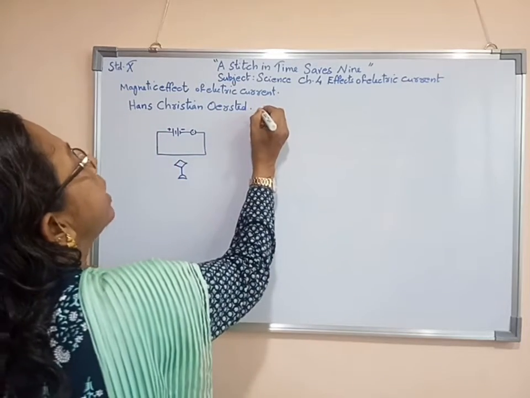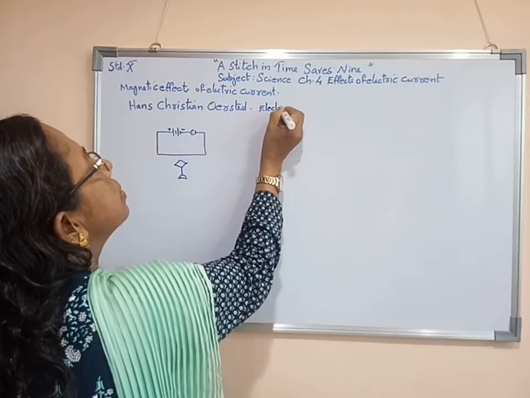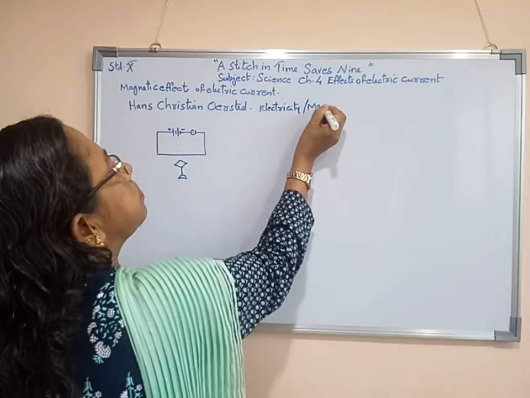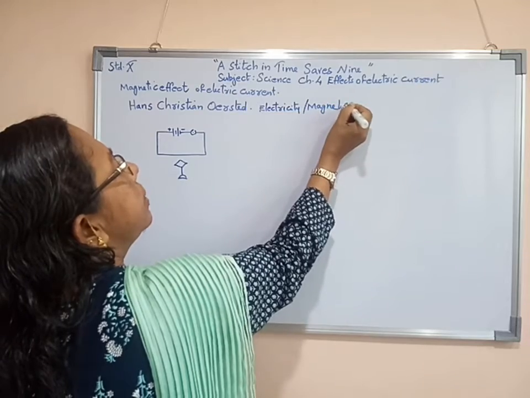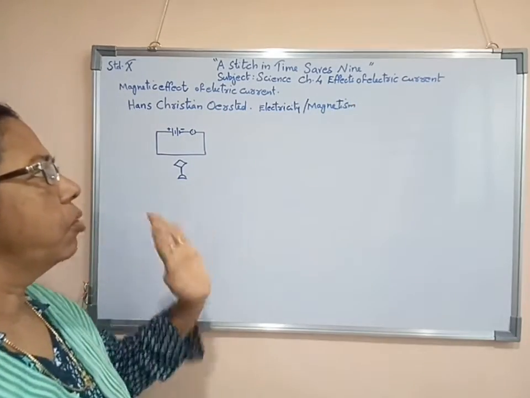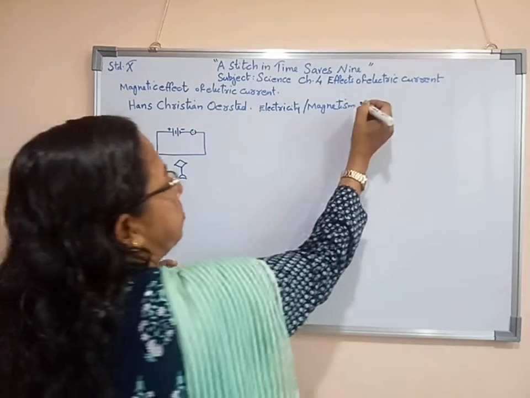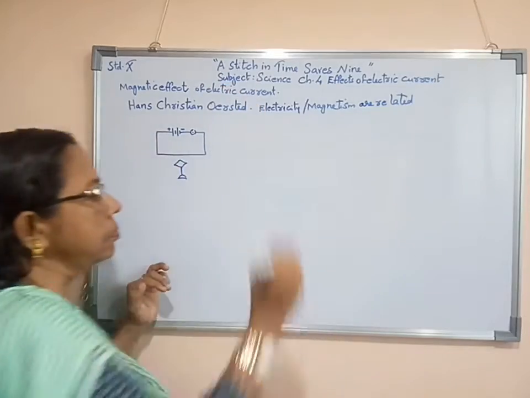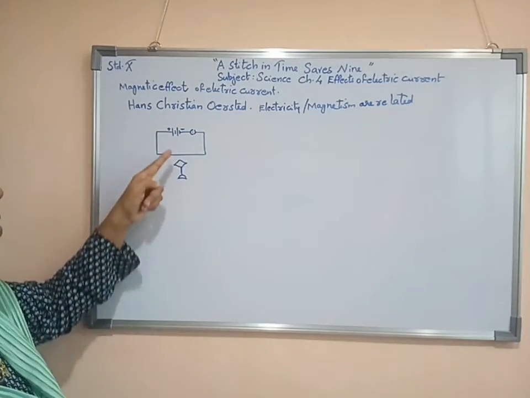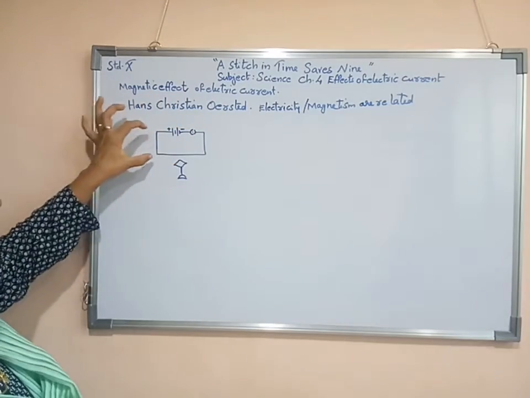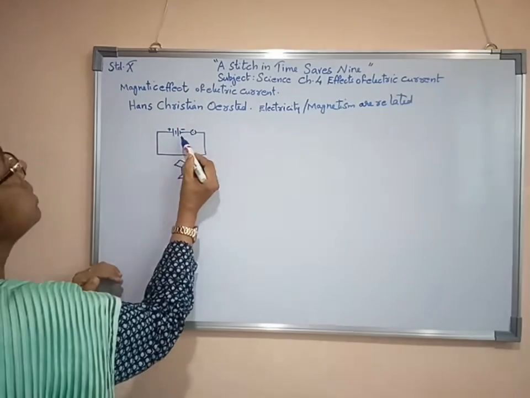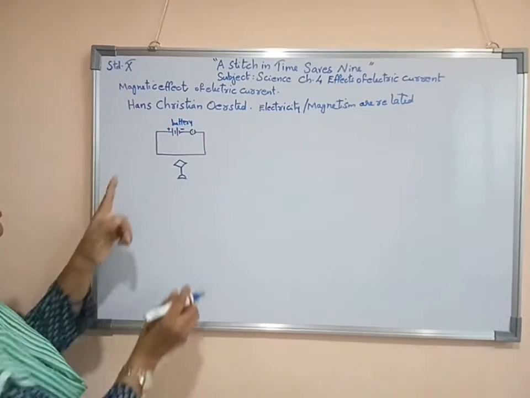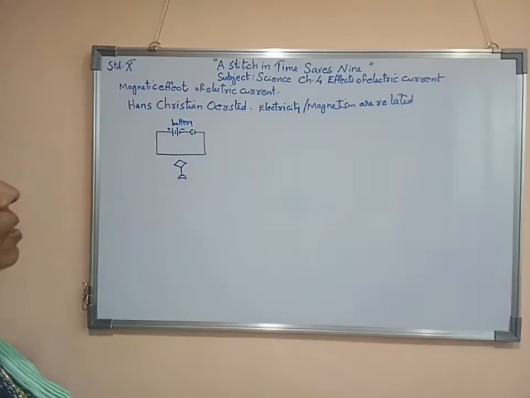They are electricity and magnetism. Both of them are related. Now here we kept one circuit. Now this is the cell. Here we can call it a battery. Two cells are connected, so I have written battery here.